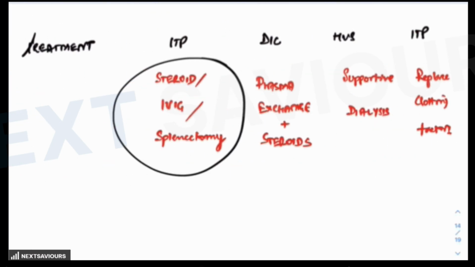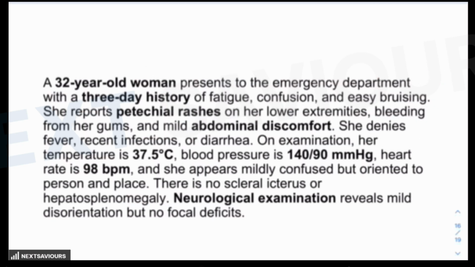Sometimes they also ask about the management of TTP, and the management of TTP includes steroids, intravenous immunoglobulins, or splenectomy. And now you can very easily identify by looking at the question itself. Let's see what is being provided in the question.